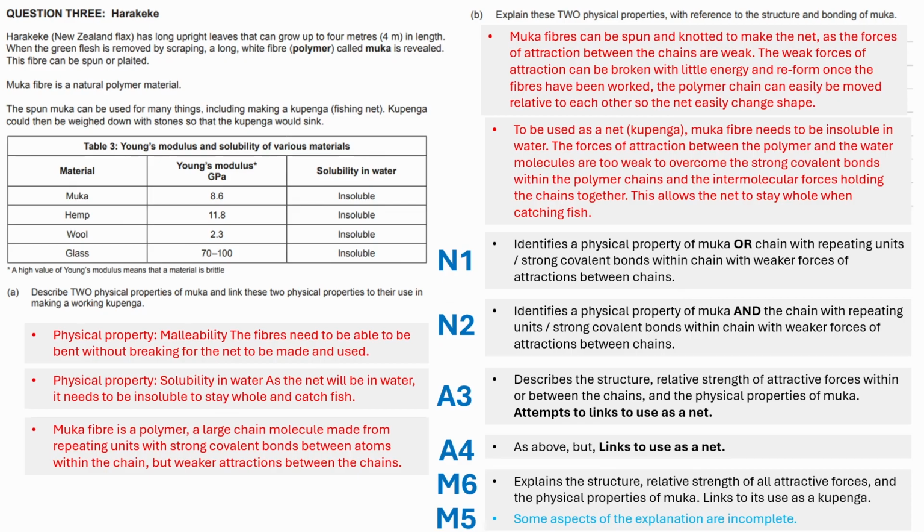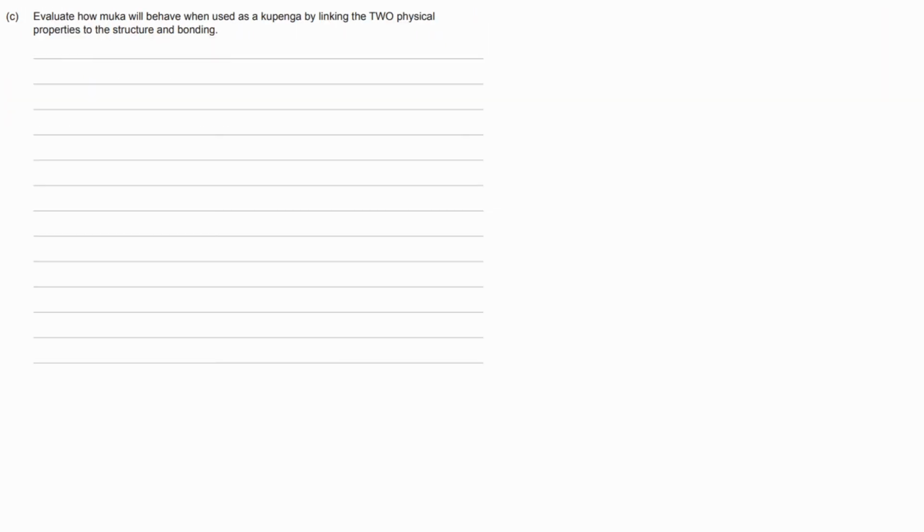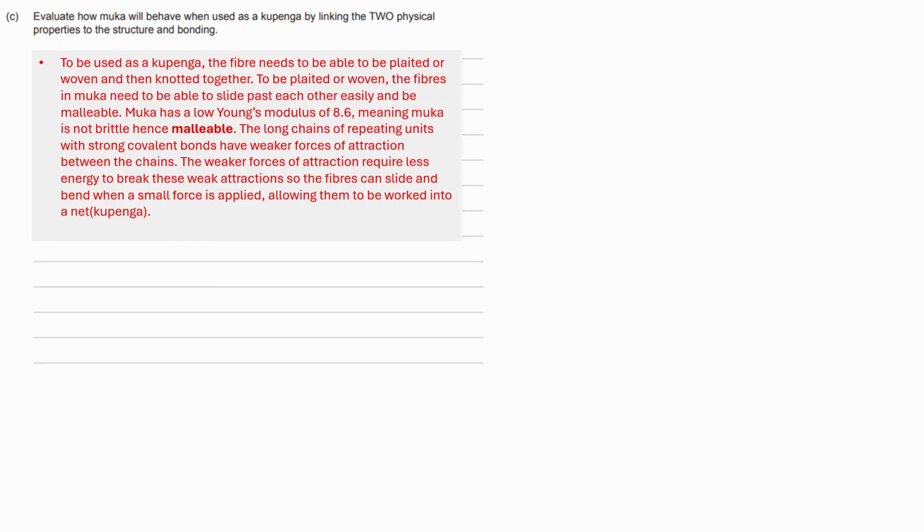Okay, let's look at the excellence part of this. Evaluate how muka will behave when used as a kupinga, a net, by linking the two physical properties. So we're again just going to coalesce all this information together and write a couple of paragraphs. The first paragraph looks kind of big, but to be used as a kupinga or a net, the fiber needs to be able to be plaited and woven and then knotted together. So we actually need to make a fiber out of it, and we need to knot it to make a net.